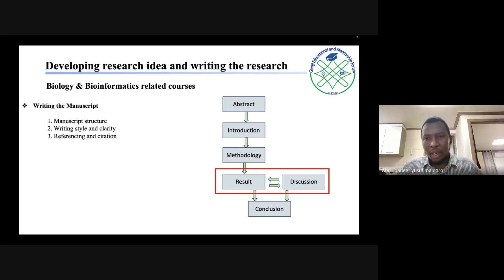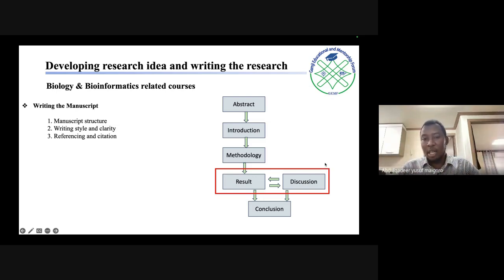So already the three presenters explained how their manuscripts look in mathematics, in social science and medicine, and also in computer engineering. So for biology, this is the basic structure for a manuscript. It starts usually with the abstract after the title, then introduction, then methodology, then results, then discussion, and finally conclusion. In some manuscripts, you don't need to separate result and discussion; you can combine them together.